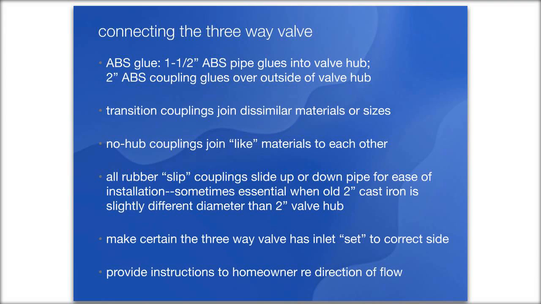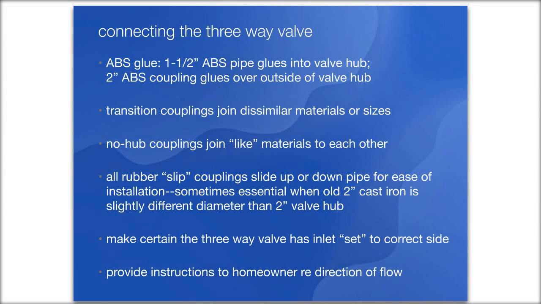So then we get to actually connecting the three-way valve. Typically your three-way valve is going to be made out of plastic. It will probably be either a Jandy or a Pentair three-way valve. They're both plastic. And typically it will be able to receive a 1.5-inch ABS pipe inside the hub, or you could glue a coupling onto the hub and glue 2-inch ABS into the coupling. So that's one way to connect it if you're working with plastic pipe.